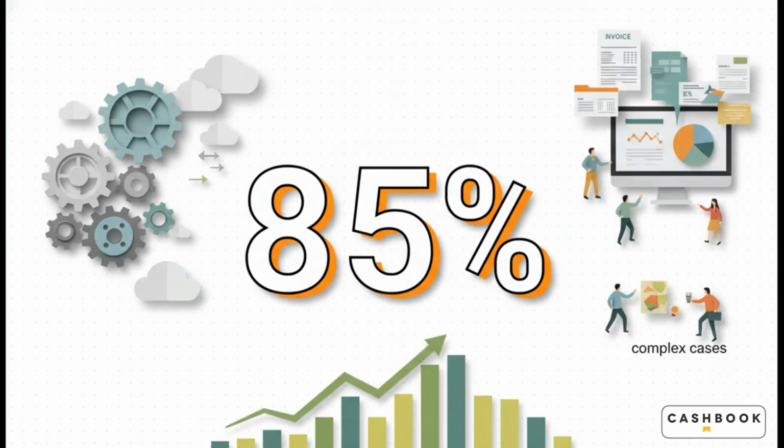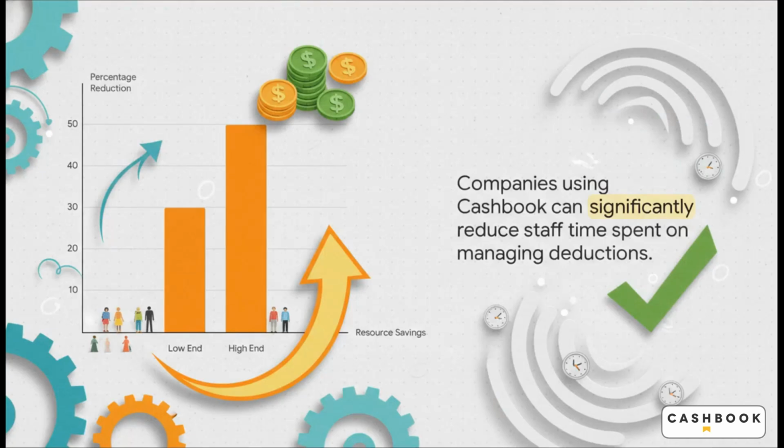Let me start with this number, 85%. With Cashbook, you can automate up to 85% of your entire deductions process. 85% of the manual matching, coding, and routing just handled. This frees up your team to focus only on the truly complex cases that need their brain power. This automation has a massive direct impact on your team's workload. Companies that use Cashbook can cut the time their staff spends on deductions by anywhere from 30 to 50%. That is a huge efficiency gain, letting you do so much more with the exact same team.